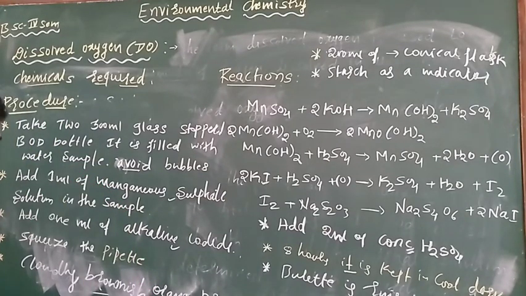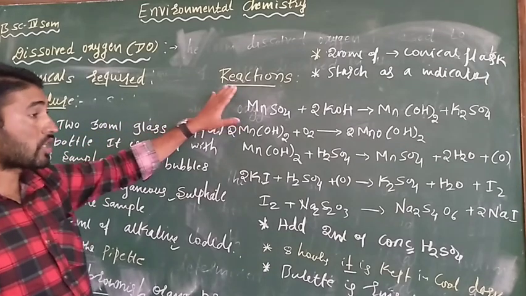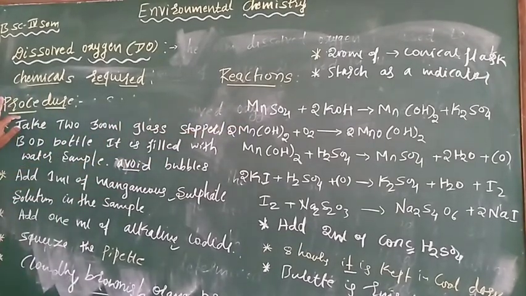Explaining again, for dissolved oxygen, first you have to write the principle of this experiment, then write the chemicals you have used in this experiment, write the reaction, and go for the procedure.